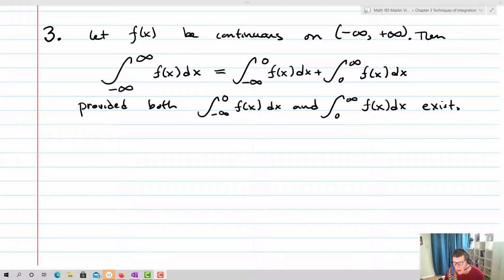And the truth is you don't actually have to use 0. You could use a or b or 1, negative 1, 12, 14, whatever value you want, because so long as we are continuous on all of negative infinity to infinity, you're going to end up with the same value anyways. It's just that you're going to have different values for each individual integral. In addition, we have to make sure that both of these integrals, negative infinity to 0 and 0 to infinity of f of x dx, both exist. Otherwise, we are going to have divergence and the integral is not going to be defined.